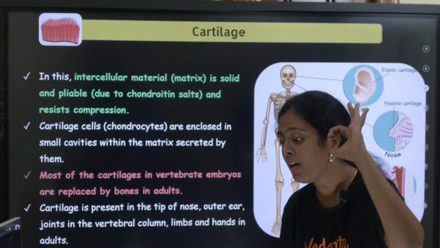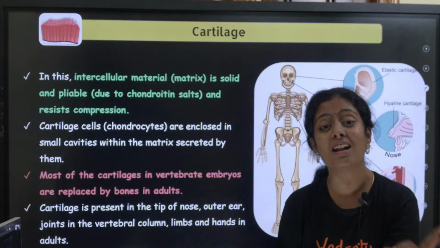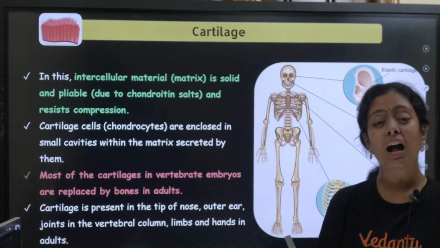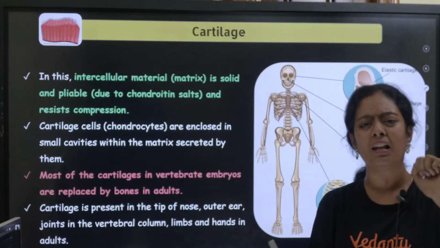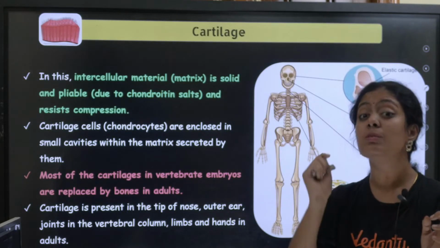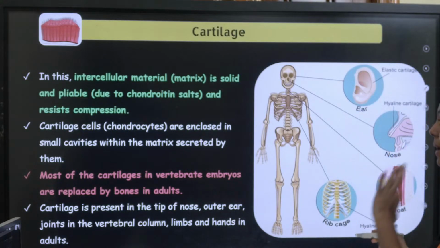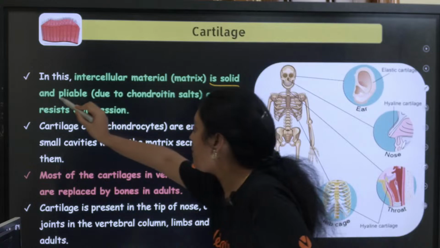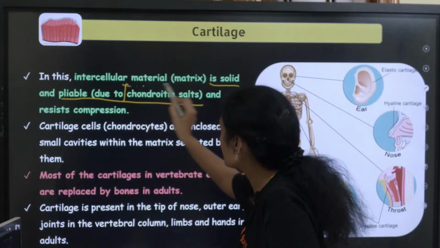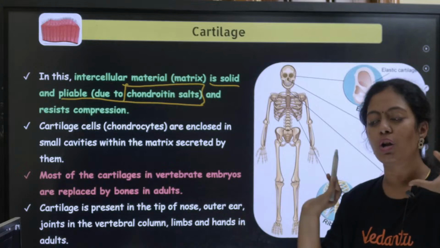What is there in cartilage, pasangala? Chondroitin salts. And what is there in your bones? Calcium and phosphate. So your cartilage is a little flexible. Pliable means little flexible. Can you break it? You cannot break it that easily. Bone is much harder. Okay, that's very very important. The intercellular matrix is solid, pliable due to chondroitin salts. This is very very important. C for cartilage, C for chondroitin salt.